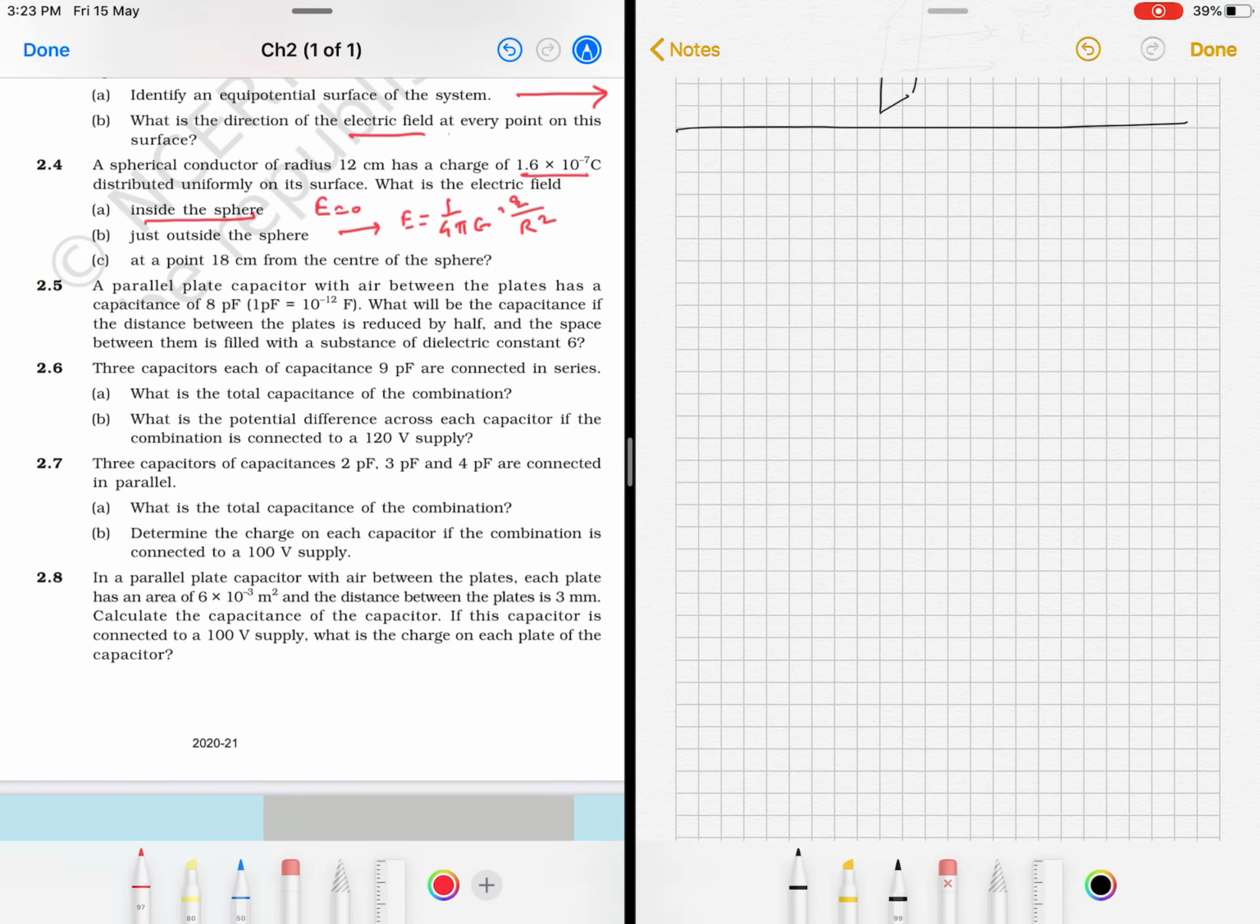And at a point 18 centimeter from the center, in place of R we will use R square, so this will be 18 centimeter. For finding the electric field due to a spherical charged conductor, we suppose that the charge is at the center. Though the charge resides on the surface, for finding the electric field we assume that the charge is at the center.